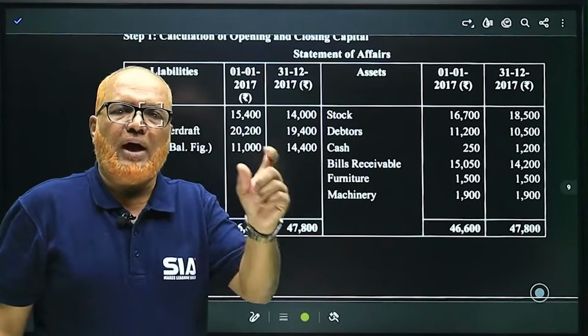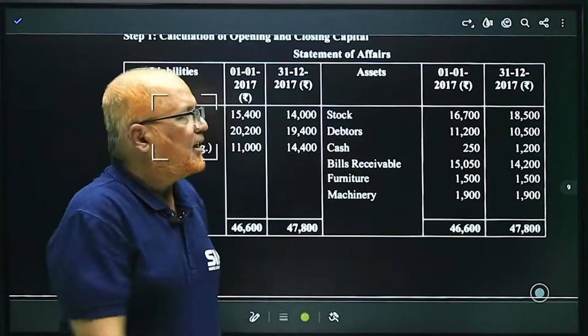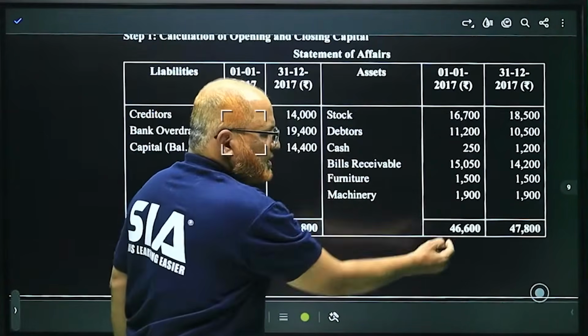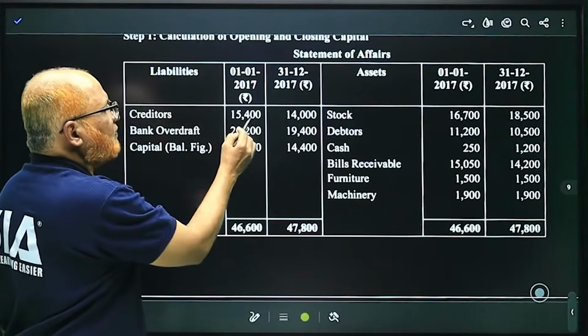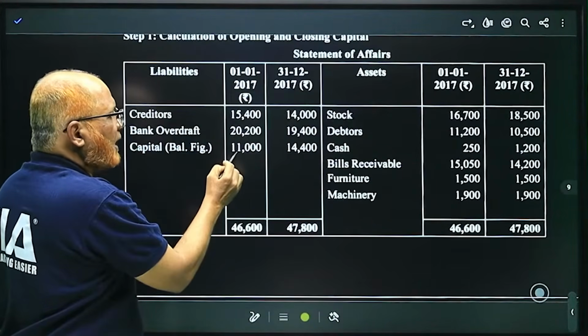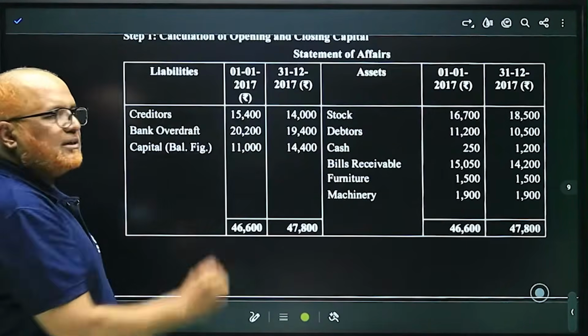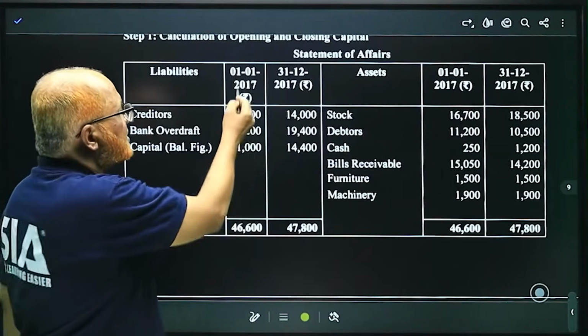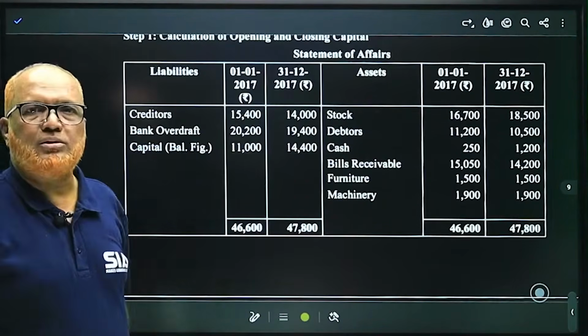Capital is equal to assets minus liabilities. Here the total of the assets is 46,600. From 46,600, subtract 15,400 and 2,200. The balancing figure is 11,000. This 11,000 is the capital as on 1st January 2017. So we can say the opening capital is 11,000.